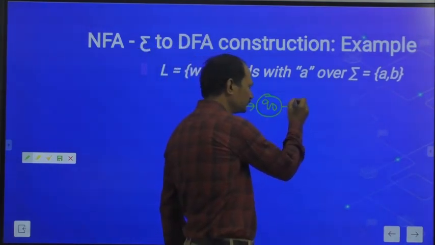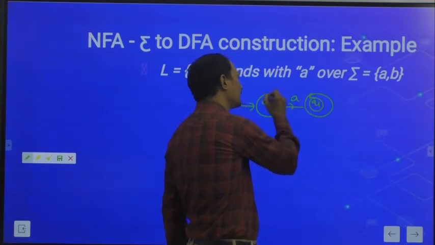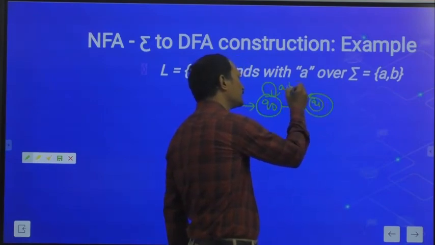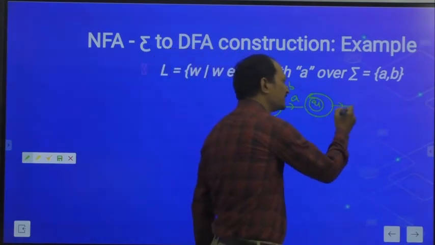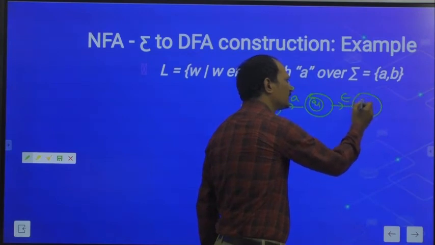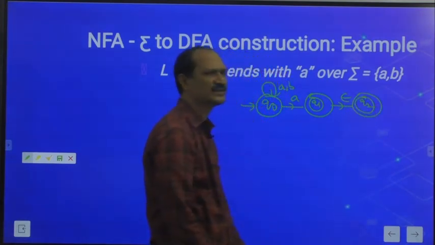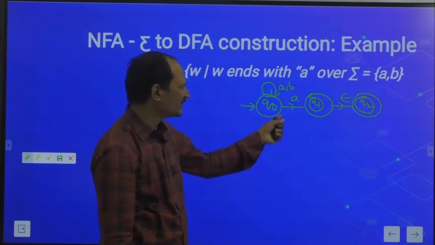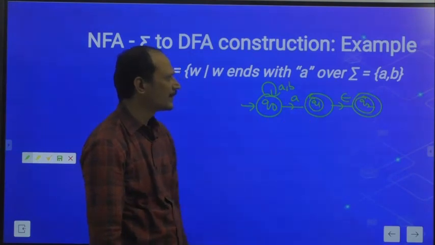q0, with one A I can reach the final state. Whatever happens before, I don't care. So this is the NFA machine, and I'm adding one more state. With epsilon I am going to some other state that is another final state. Let me assume that it is a final state. So we say that it is an NFA machine with epsilon transition. Why? Because you are seeing epsilon symbols on the machine.